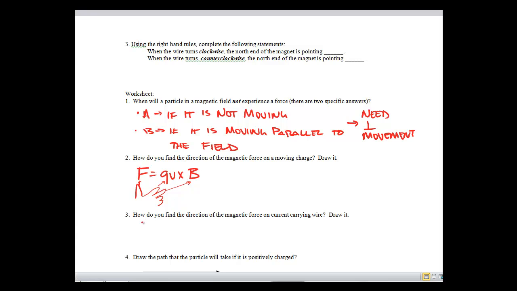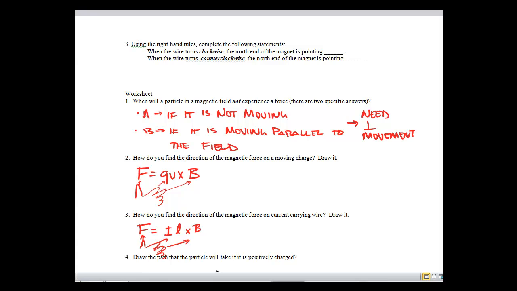Current carrying wire is very similar. The force on a current carrying wire is current times length cross magnetic field, and it's the same thing. Thumb goes with the force, pointer finger goes with the current, middle finger goes with the field, the other fingers don't do anything. Make a gun with your hand, stick that middle finger out, perpendicular to your pointer finger, and you have to line everything up.